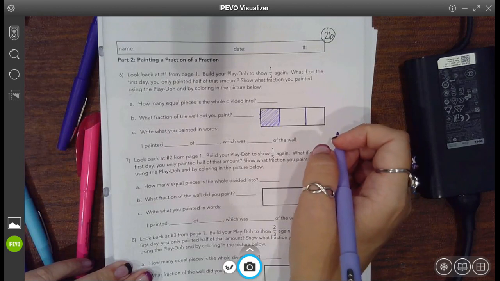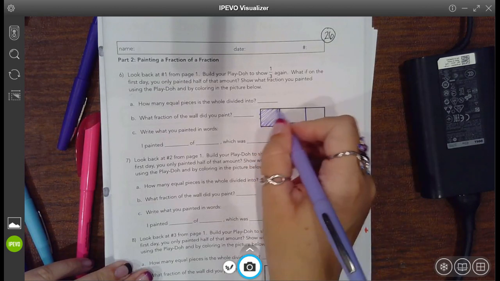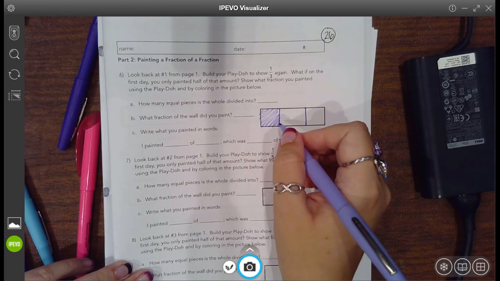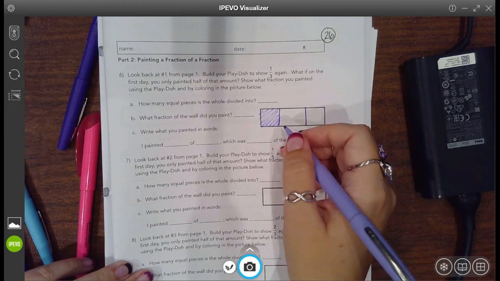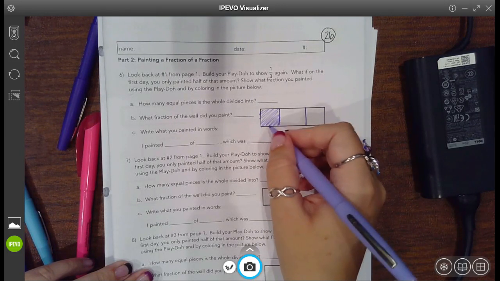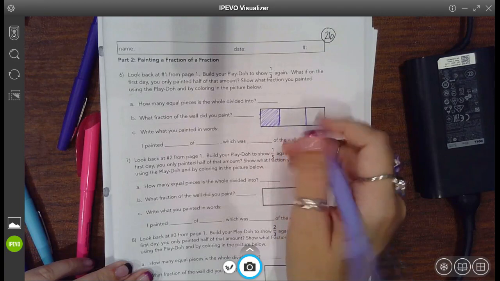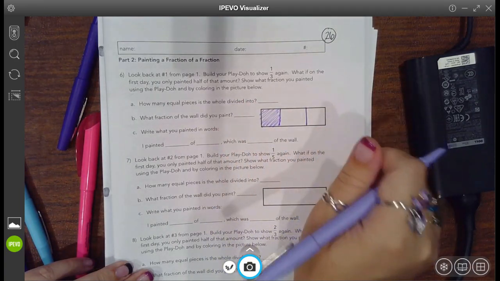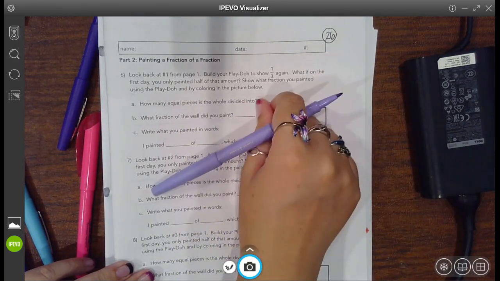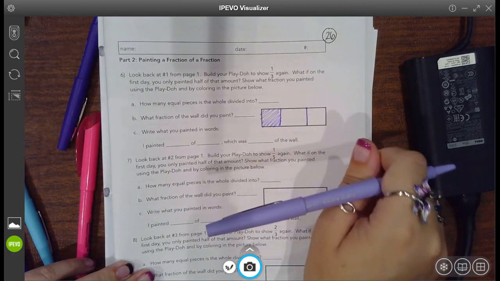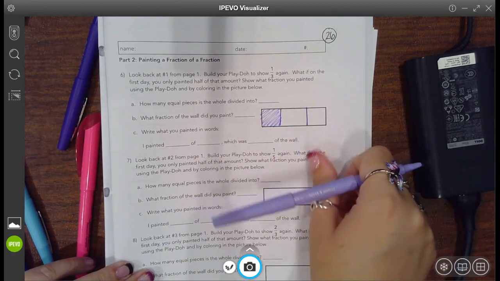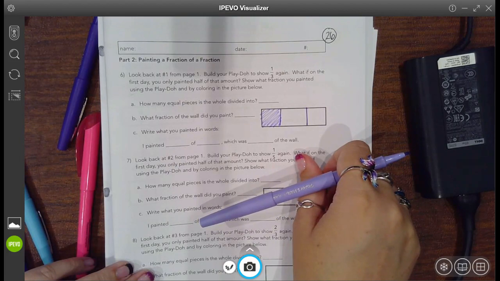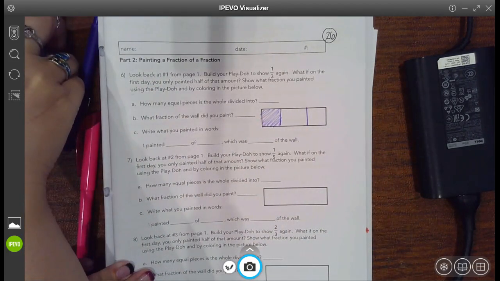Okay, what if on the first day, so like this is how much you want to paint. You want to paint 1/3 of the wall, but you only painted half of that amount that you want to paint. What fraction of the wall did you paint then? So you want to paint 1/3, but you only painted half of the amount that you're supposed to. How much of the wall did you paint? What do you think? Okay, I want you to try to see.